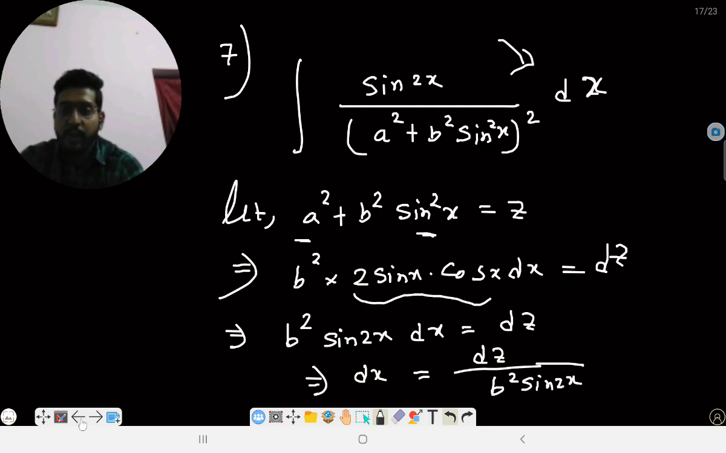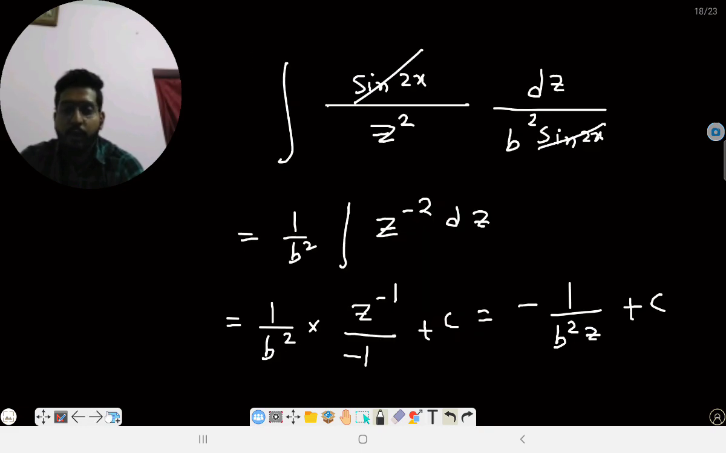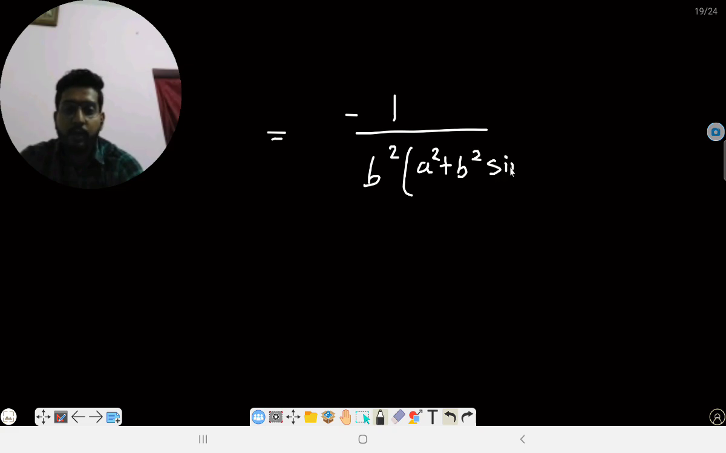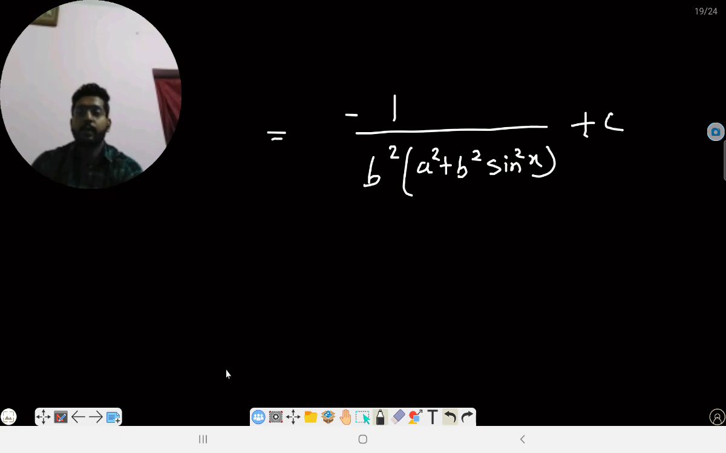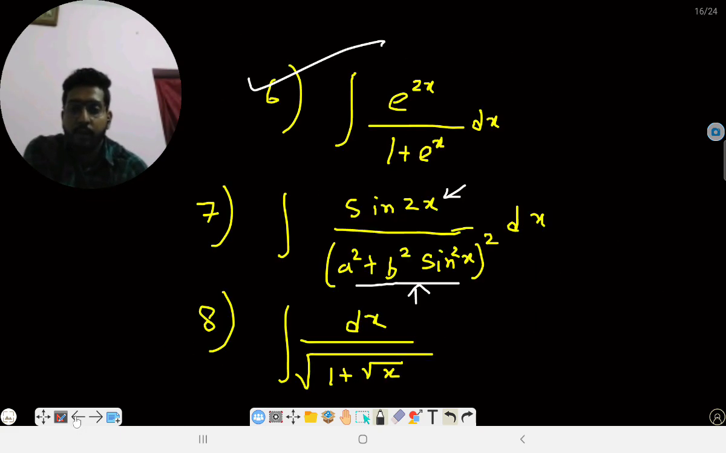So b square z, we know the value of z, just put the value here. So that will be minus 1 by b square z, the value of z is a square plus b square sine square x plus c. Okay, so this is the way to do question number 7. Now move to question number 8.